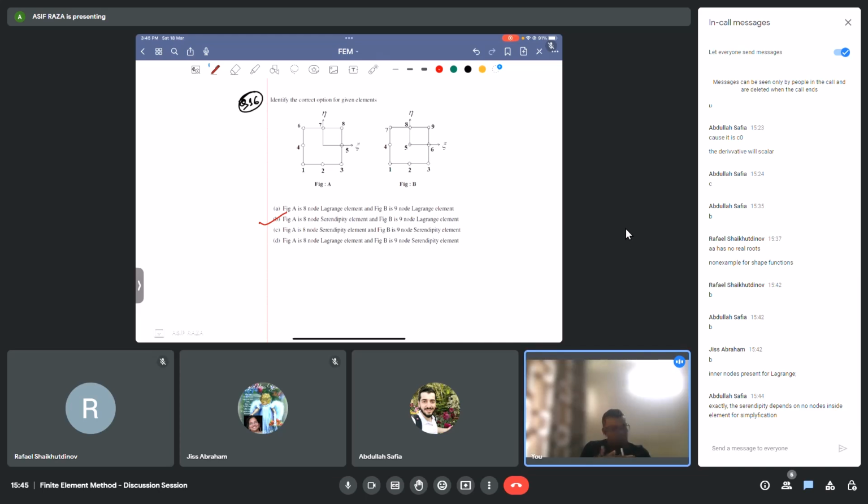Yeah, Abdullah, can you? Yeah, as I understood, serendipity is a method that depends on simplification and tries to generate the shape function from looking at the element itself. So we delete the inside elements, and as we just did before when we were generating the shape function, it depends on serendipity that we make the condition that suits our shape function and the node, and we make it.